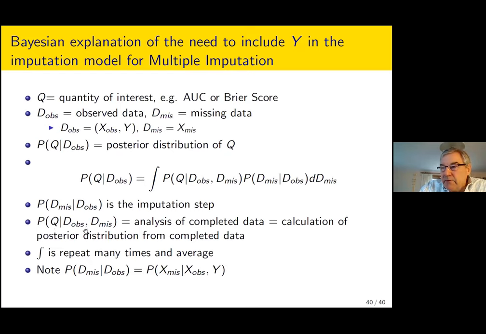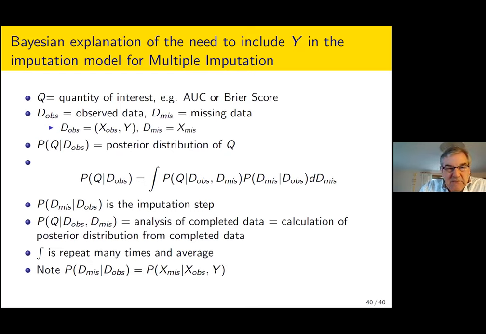The posterior distribution given a completed data. So that's just calculating a posterior distribution, averaging it. Note here, when you fill in the missing data, it's from a distribution of DMIS given DOBS. The DOBS involves Y, it's observed data. When you calculate the posterior distribution from a completed data, that calculation involves Y as well as involving X. So you need to have Y in here. You can't drop Y from the DOBS when you do the imputation. This is the intuition of why you need to include Y always when you do multiple imputation.